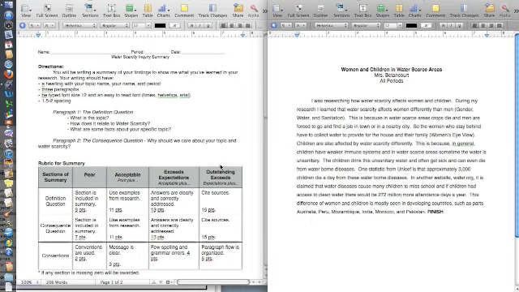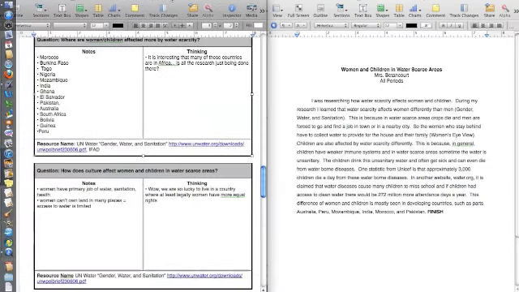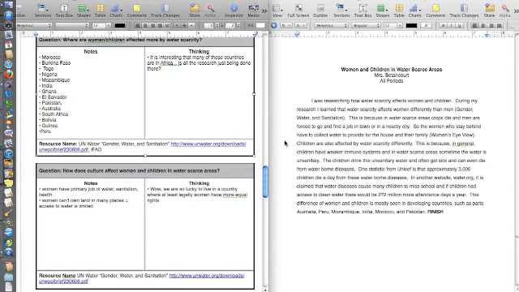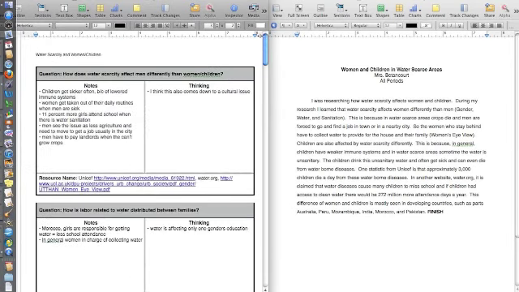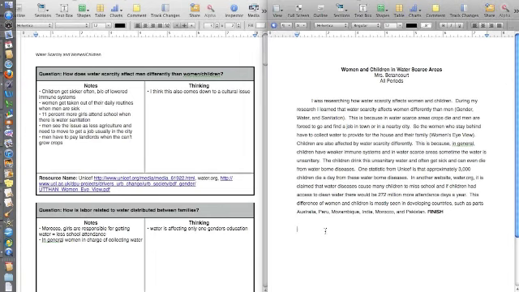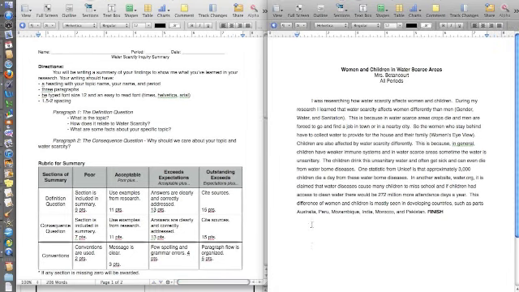Alright, so my second paragraph is going to be about the consequence question. Why should you care about your topic and water scarcity in general? And this, boys and girls, is going to have a little bit more opinion. So the first paragraph is primarily facts, all the facts you learned, showing me what you learned about your topic, okay? The second paragraph is going to come down to your thoughts about what you learned about your topic, okay? So the consequence question, again, is why should we care about your topic and water scarcity?